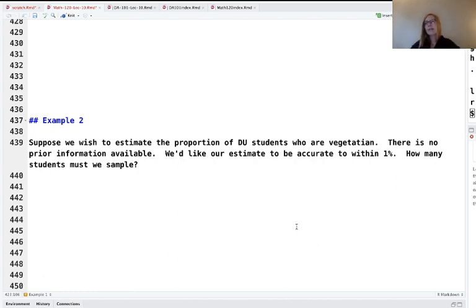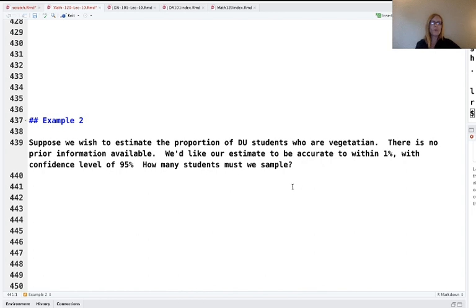And I need to tell you guys too, with confidence level of 95%. Let's say we're doing a 95% confidence interval. How many students must we sample?